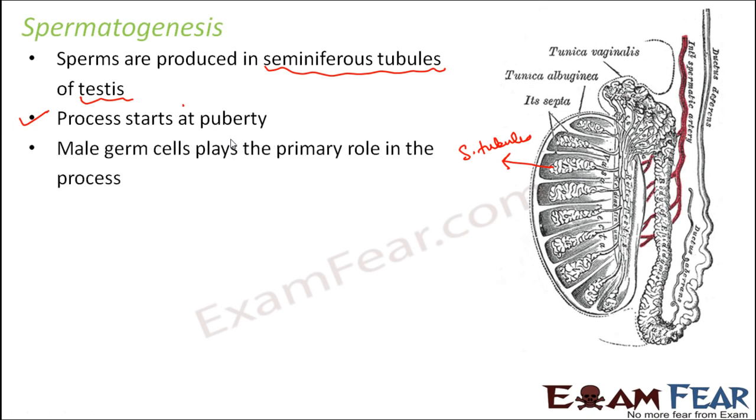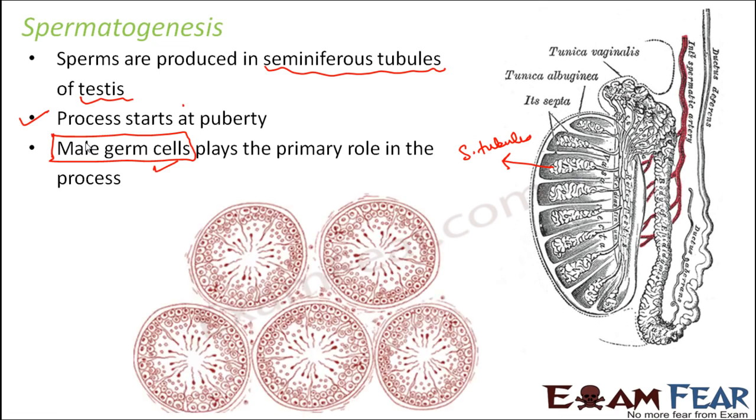Now, this process starts with the male germ cells. You remember I told you that the inner lining of the seminiferous tubules is formed by two types of cells. One is the male germ cell and the other ones are the Sertoli cells, right? We will see that the male germ cells play the primary role in the process of spermatogenesis. How? That is what we are going to see now.